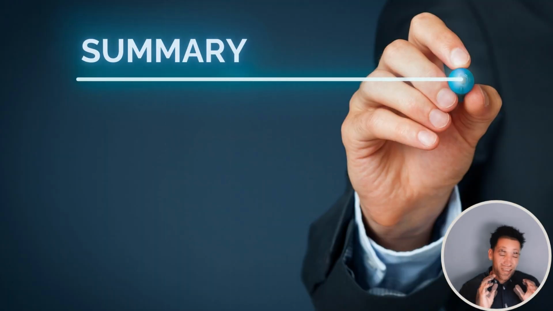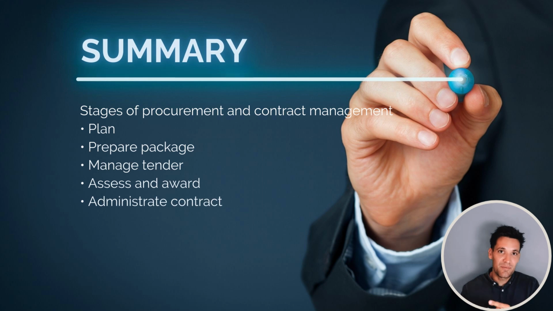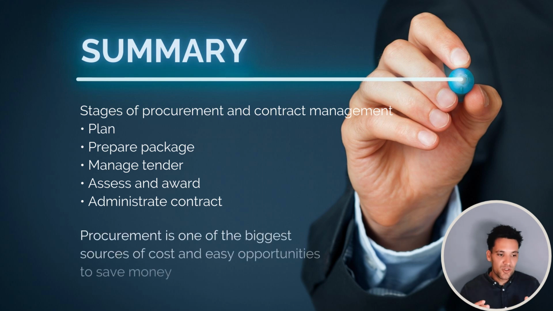As I said in the beginning, external project costs to vendors and suppliers can be 90 cents out of every dollar we spend. So we need to make sure we're effectively managing procurement and contracts. We do this by planning properly, preparing tender packages that define exactly what we want, managing the tenders effectively, assessing and awarding the contract to the best value for money subcontractor, then effectively administrating the contract. Procurement is one of the biggest sources of cost, but it's also one of the easiest ways to save money. And that's why companies care so much about construction managers who can effectively manage procurement and contracts.